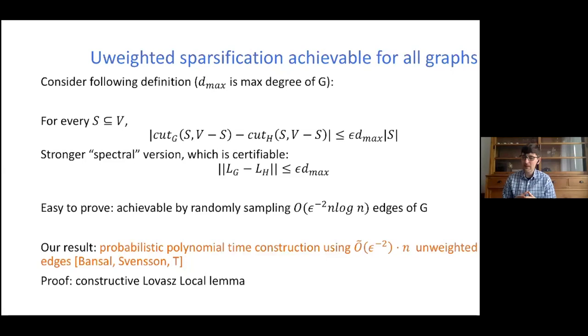Here, the argument looks a bit like a construction in the paper of Bilu and Linial that shows that every graph has a signing of the adjacency matrix with bounded eigenvalues. They first prove a related combinatorial property of this matrix using the Lovász Local Lemma, and then they show that this combinatorial property implies the spectral property. And we go through fairly similar steps.